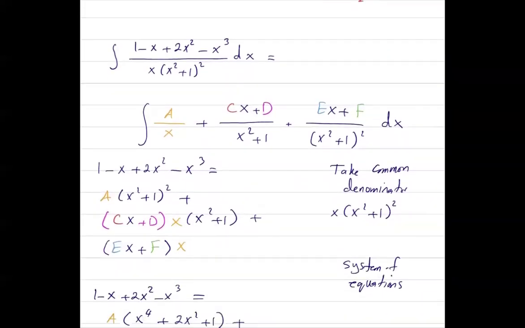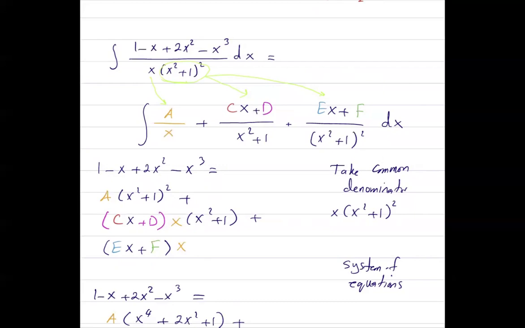So here I have the integral of 1 minus x plus 2x squared minus x cubed divided by x times x squared plus 1 to the second. The degree of the denominator is more than the degree of the numerator, so you basically no need to use any long division. Since you can break down the denominator into x squared plus 1 times x squared plus 1, you have a repeated quadratic expression. So since you have a repeated quadratic expression, it needs to be broken down into two partial fractions. For the first one, which is just linear, we use a divided by x, but for the rest of them, we need some linear expressions on the numerator.